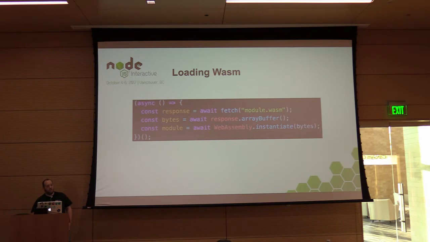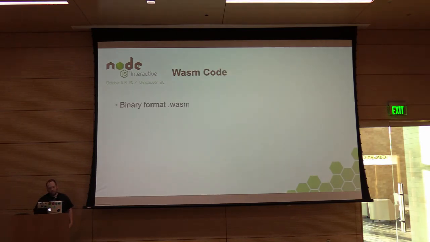And we call instantiate on it. And now we have a reference to our module. This is really cool. So we have some C++ code or something we've written, and now we can access it from within JavaScript, just like it's a regular JavaScript object. Pretty cool stuff. So what does Wasm look like, though?